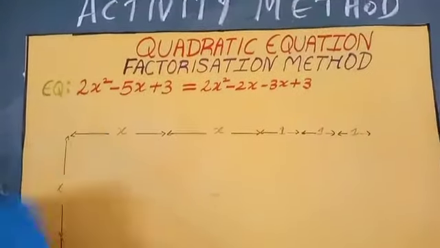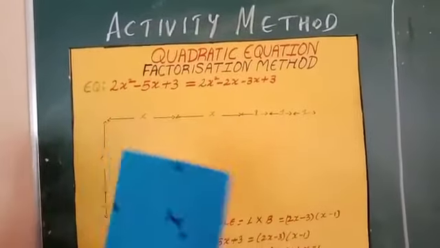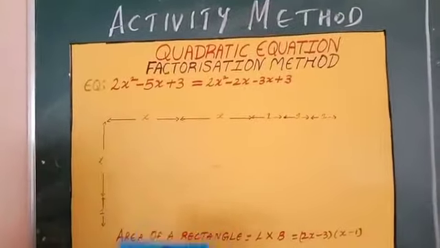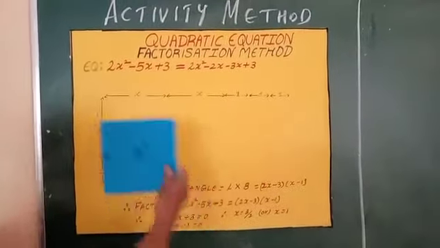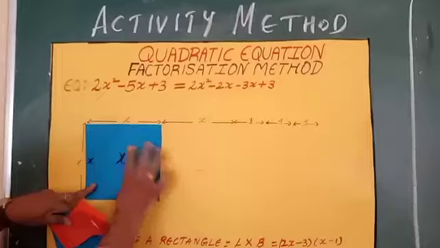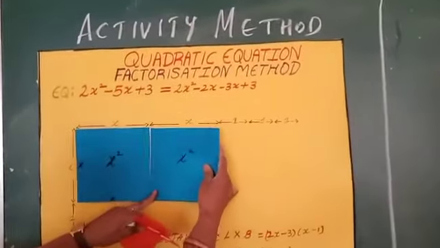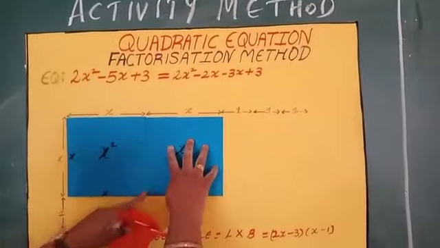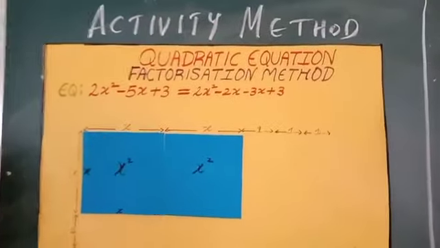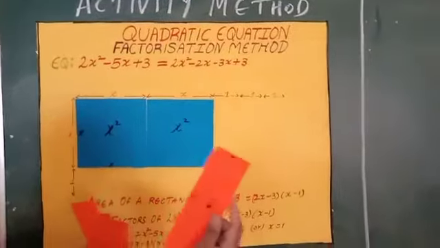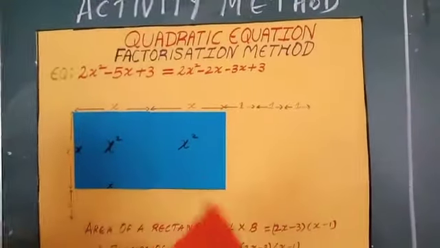Take the 2x square, so take 2 big squares. 2x square means take 2. X square means x into x. So I have taken 2 x squares. I am going to place here 2x square, 1x square and one more x square, then 2x squares. Now how many x are there? 5x are there. So I have taken 5 rectangles, whose length is equal to the side of this square. Okay, so 5 rectangles.